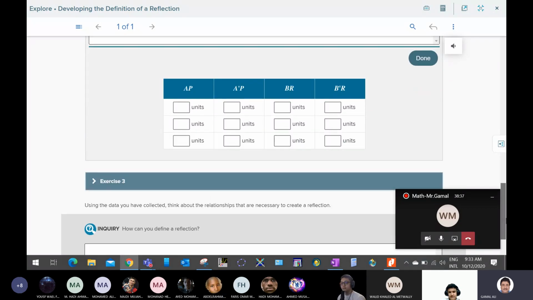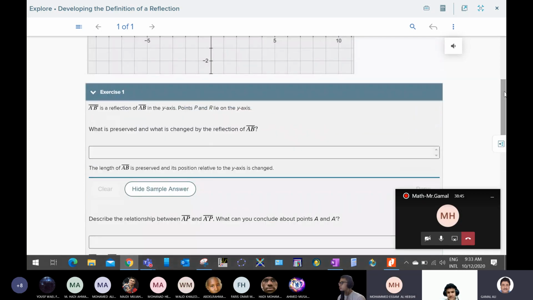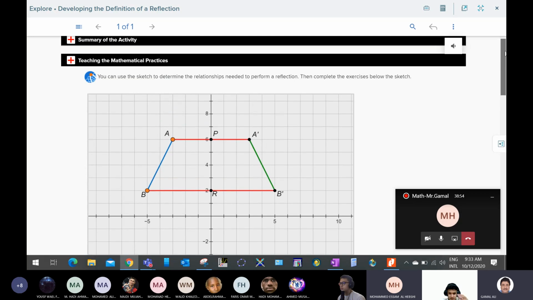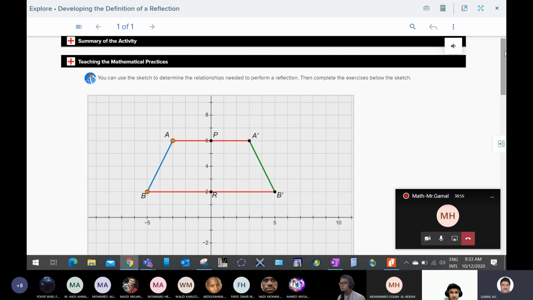Exercise 3, no need. Done. Mr. Jamal, yes, sir. Abdulaziz Majdi can't enter the class. I opened the settings of the class. Yeah, he can't enter, he's telling me. What is wrong? Tell him if he cannot join the class, he can see the recorded video. Okay, guys.